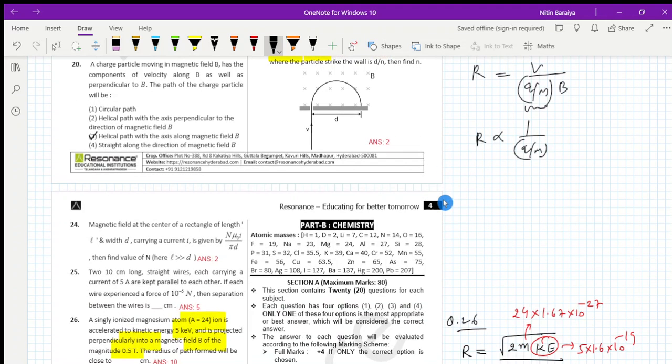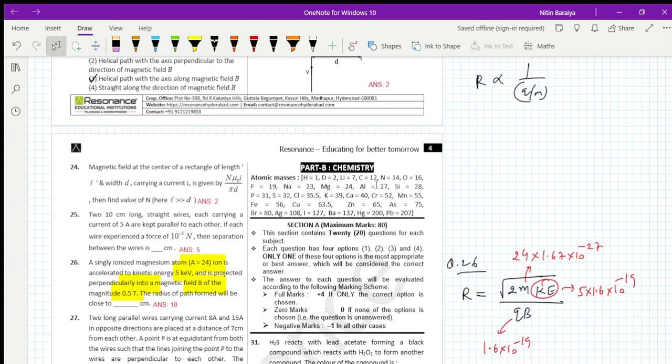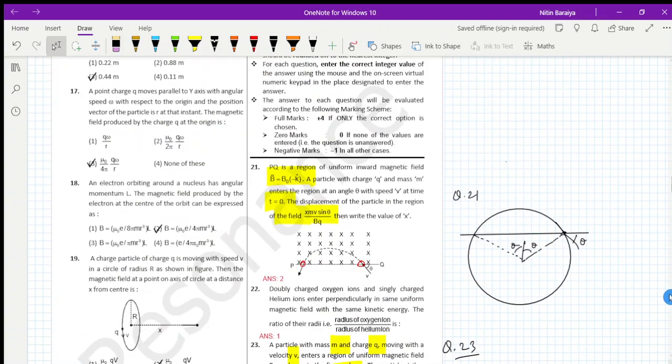Okay, any other question? No sir. Well, the time is also up, so fine then. If there is any question apart from this, we can discuss it during the offline class tomorrow.